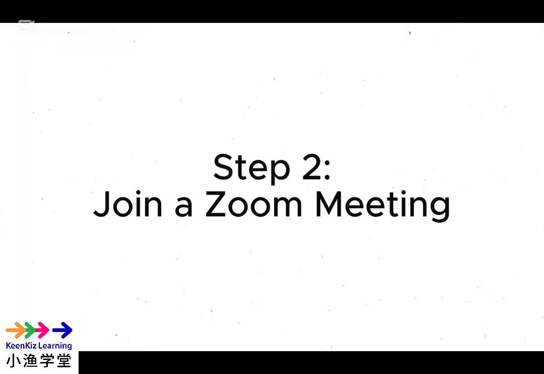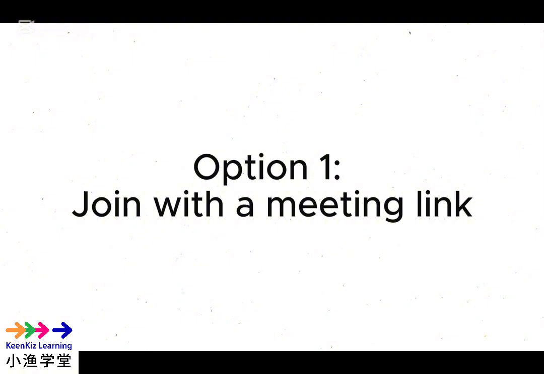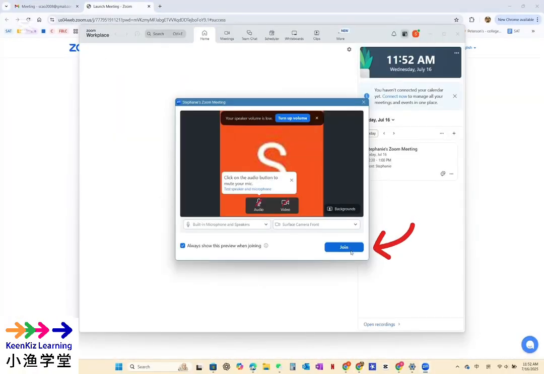Step 2. Join a Zoom meeting. Option 1. Join with a meeting link. If you're given a Zoom link, simply click it and follow the on-screen prompts. You'll be taken straight into the meeting.